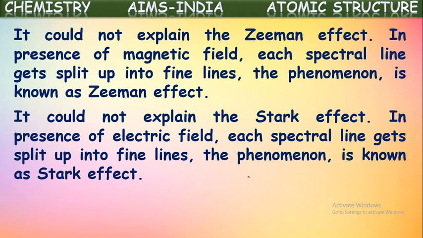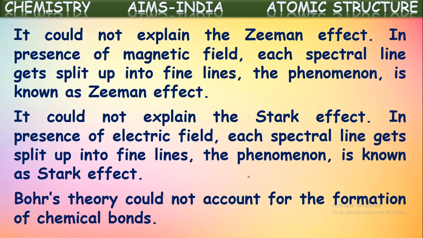What is the Stark effect here? The splitting of spectral lines in the presence of an electric field is called the Stark effect. So Bohr's theory could not explain these two effects, the Zeeman effect and the Stark effect. That is, the splitting of spectral lines in the presence of a magnetic field as well as in an electric field.